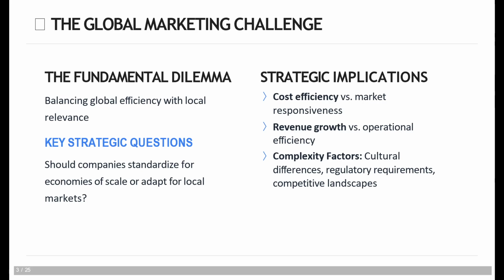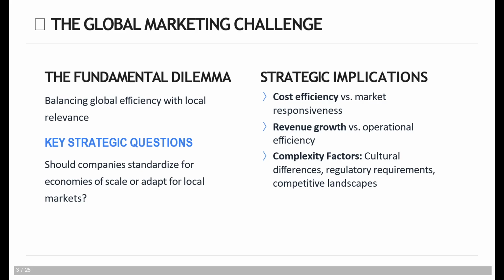The global marketing challenge. Global marketing is fundamentally about managing tensions between two competing goals. We have global efficiency. Companies want to standardize their products and marketing to achieve economies of scale, reduce costs, and present a unified brand image. And then for local relevance, at the same time, they must adapt to the unique cultural, economic, and regulatory conditions of each market to truly connect with local consumers. The key strategic question we might be asking here is, should we offer the same product and message everywhere or tailor them for each market?